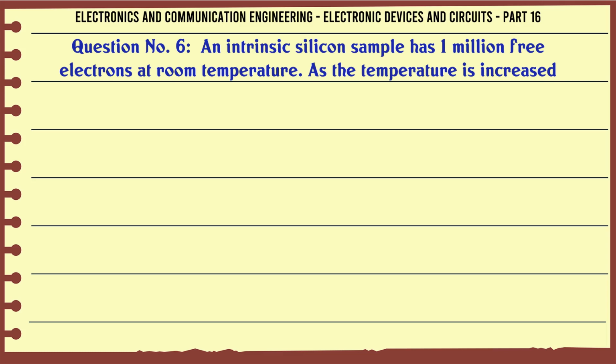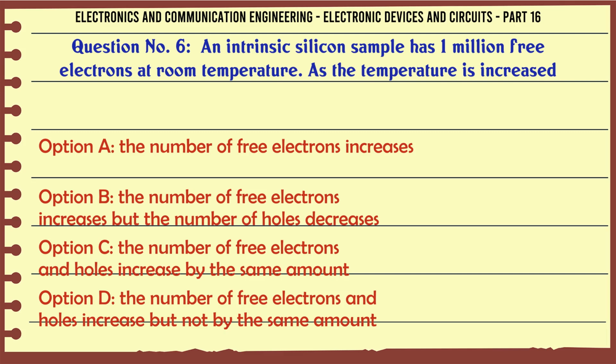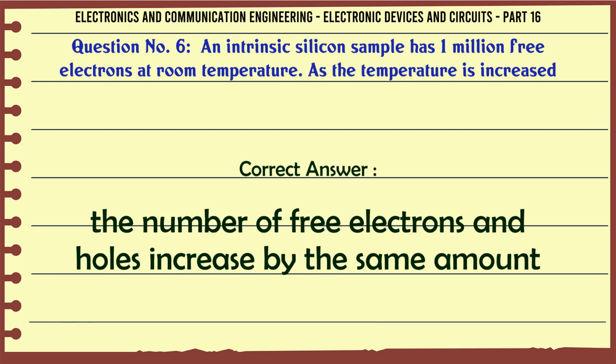An intrinsic silicon sample has 1 million free electrons at room temperature. As the temperature is increased: A. The number of free electrons increases. B. The number of free electrons increases but the number of holes decreases. C. The number of free electrons and holes increase by the same amount. D. The number of free electrons and holes increase but not by the same amount. The correct answer is the number of free electrons and holes increase by the same amount.